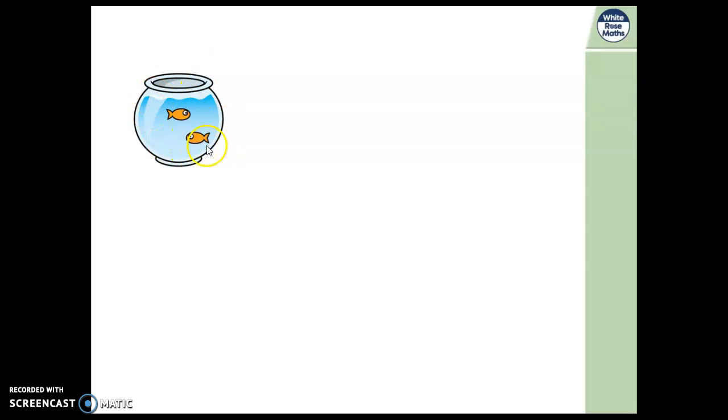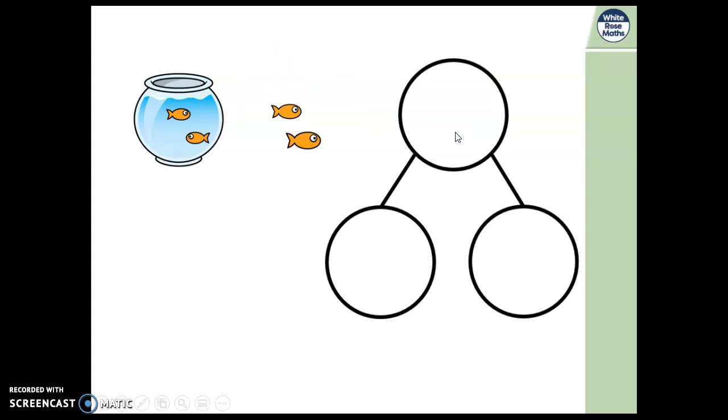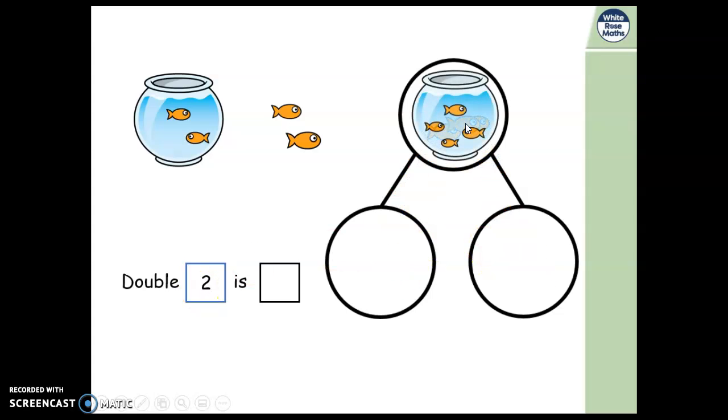Okay, so first of all we have two fish. If we are doubling the fish, we add two more fish. We now have four fish. So if we put that into a part whole, we know that double 2, because 2 add 2 is 4. So 2 add 2 equals 4, because part plus part equals whole.